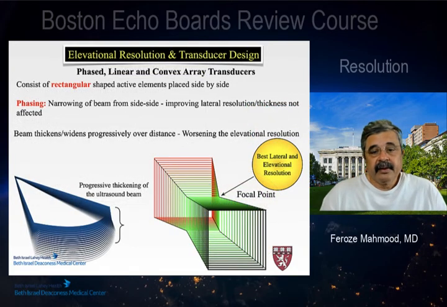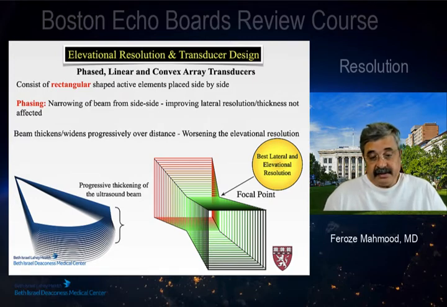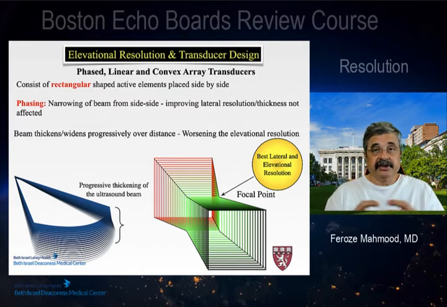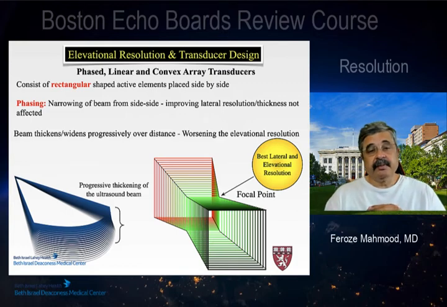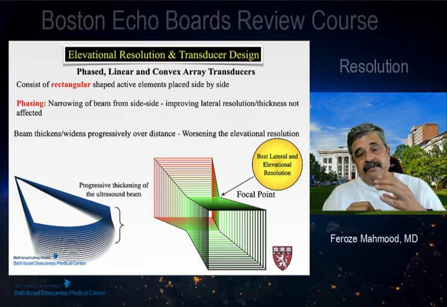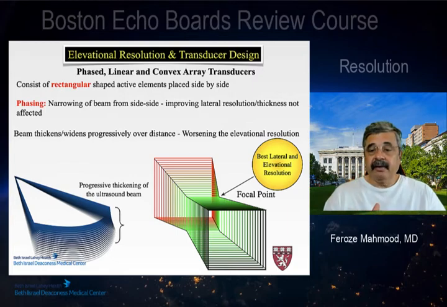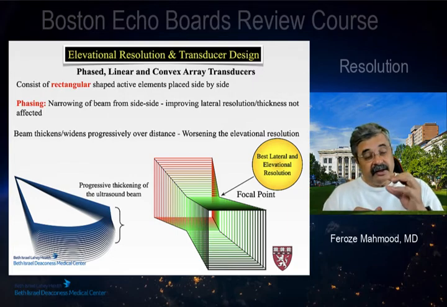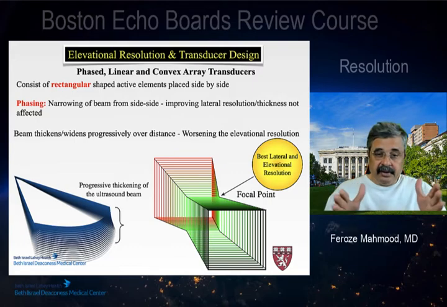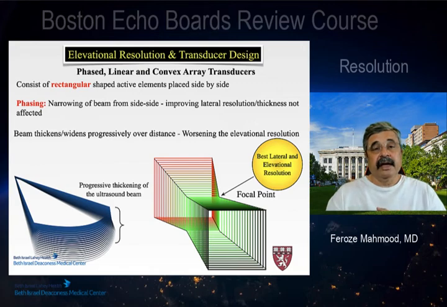If you're looking at the elevational resolution and transducer design, this consists of rectangular-shaped active elements placed side by side. That's the way the crystals are arranged. Phasing is the narrowing of the beam from side to side, which is achieved by the arrangement of the crystals, the focal point, and the curvatures, as we discussed in transducer design and beam formation. All these factors improve the lateral resolution. However, the thickness cannot be impacted as much, because all these factors tend to reduce the width of the beam and not as much the elevation of the beam.